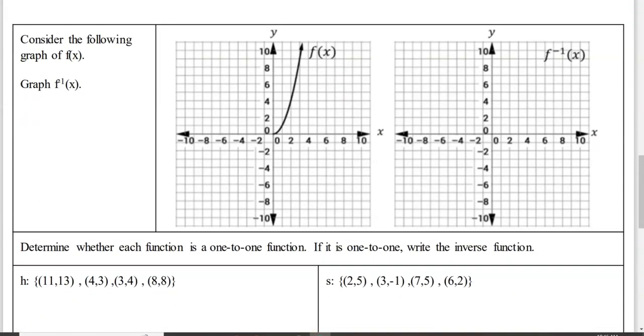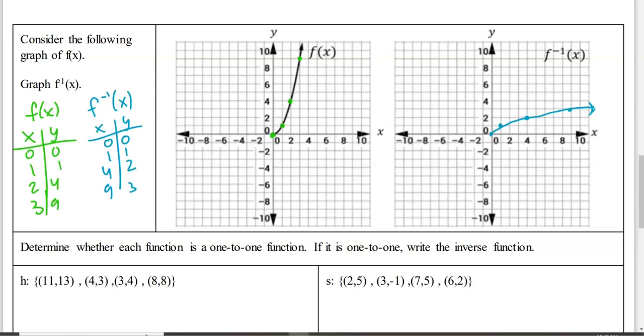All right, consider the following graph of f of x. So they've given me my original. They want you to graph the inverse. So what do you need from the original? We need points. Make yourself a little table. Make a table of values, and then how can you use those to make your inverse? Switch them. So do it. I'm going to pause. You're going to keep going.